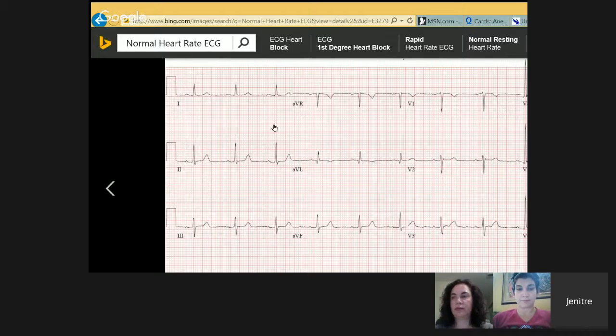So on this interpretation of this 12-lead EKG, it's normal sinus rhythm at a rate of 64 to 62 beats per minute, normal axis deviation, no hypertrophy, and no infarction.